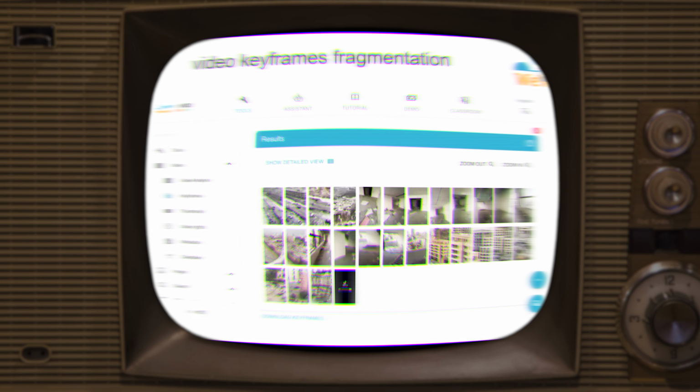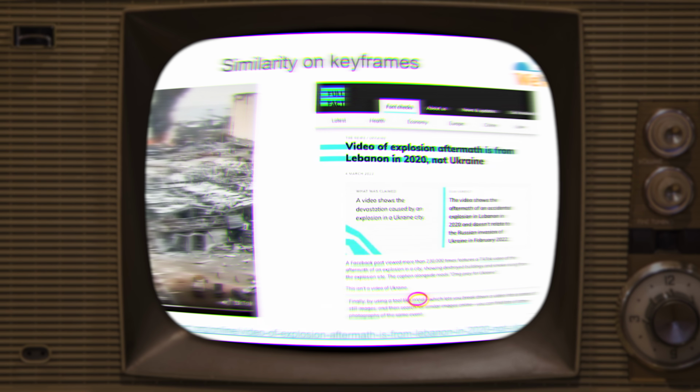For video, specialized tools such as InVID-WeVerify and Amnesty International's Digital Verification Corps toolkit automatically split footage into keyframes, each searchable on its own. Matching even one element, a building, a license plate, a symbol, can expose a clip that has been repurposed or mislabeled. Studies in newsroom practice show that combining frame-level searches with provenance checks greatly increases accuracy in detecting manipulated or recontextualized media.